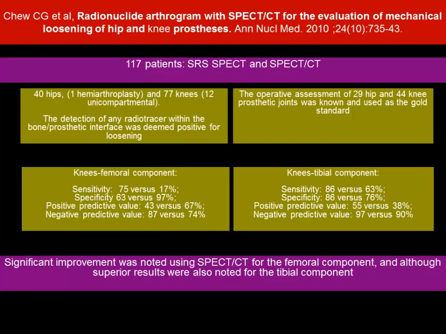This is again looking at evaluation of mechanical loosening using SPECT CT, and in fact SPECT CT significantly improved the diagnostic accuracy. The sensitivity was around 86%, specificity was 86%, and the positive predictive value was relatively higher when compared to SPECT and planar imaging.